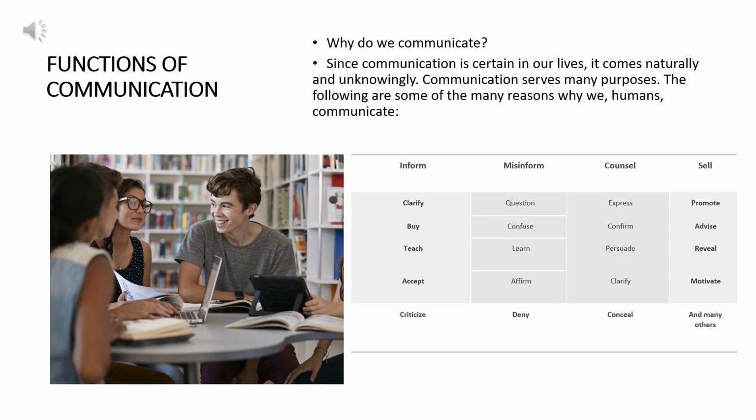Now let us find out what are the reasons why humans communicate. Of course, to inform, to misinform, to counsel, to sell, to clarify, to buy, to teach, to accept, to criticize, to question, confuse, learn, affirm, deny, express, confirm, persuade, to conceal, to promote, to advise, to rebuild, to motivate, and many others. So, if you are going to look at the reasons why humans communicate, also, you have there the five functions of communication. Okay? So, let's continue.